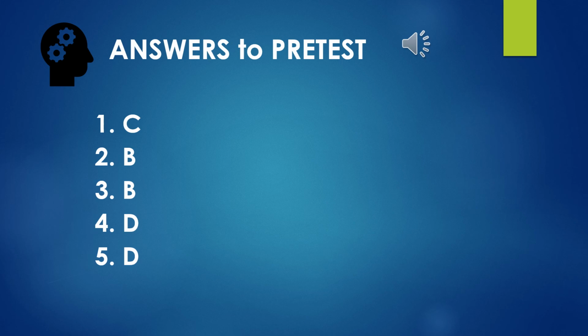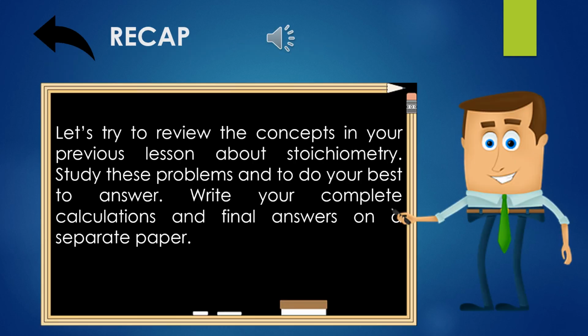Check your answers. If you did not get them all correct, do not worry because we will have a discussion of this topic. As a recap, let's try to review the concepts in your previous lesson about stoichiometry. Study these problems and do your best to answer. Write your complete calculations and final answers on a separate paper.